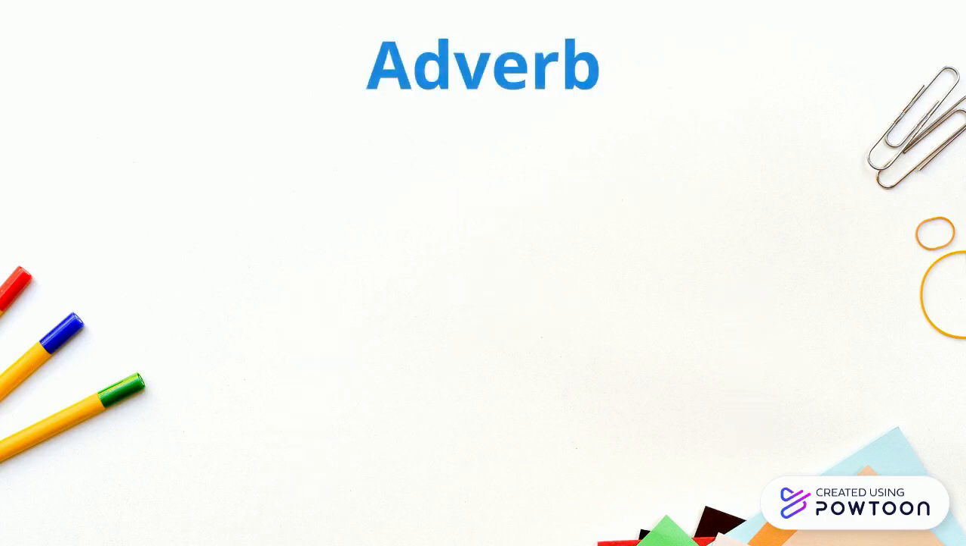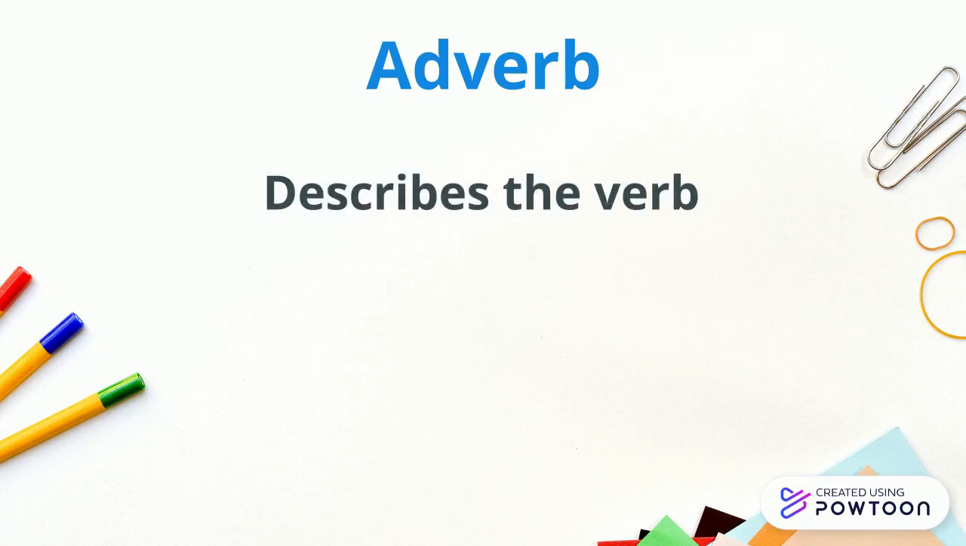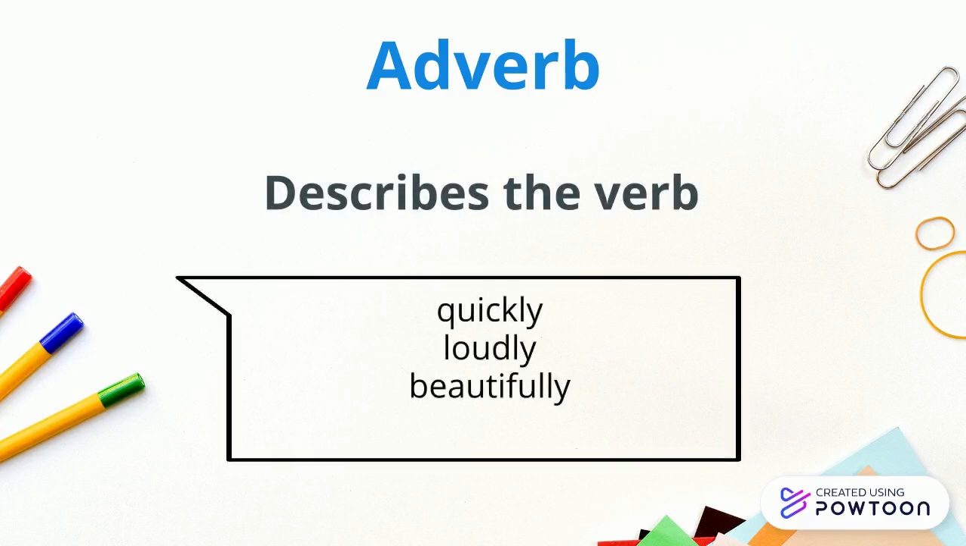An adverb is used to give further information about how something is being done. In other words, the adverb describes the verb. Some examples of adverbs are quickly, loudly, and beautifully. Most words can be modified into adverbs by adding the suffix ly to a word. But remember that there are also other types of adverbs which don't end in ly, such as often.